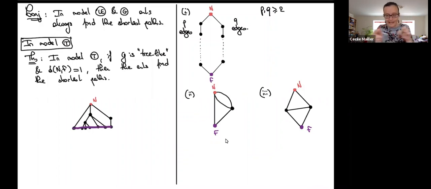Here I'm not adding edges between them, I'm really merging them into one node, and this node is then the source of food. And here I've really drawn a tree which falls into the framework of theorem 3, because there is one edge between N and F, which means that the distance between N and F is indeed 1. And so on this graph, the urns would find the shortest path in model T. And just to tell you, a tree-like graph is also series parallel, so it's a subclass of series parallel graphs.